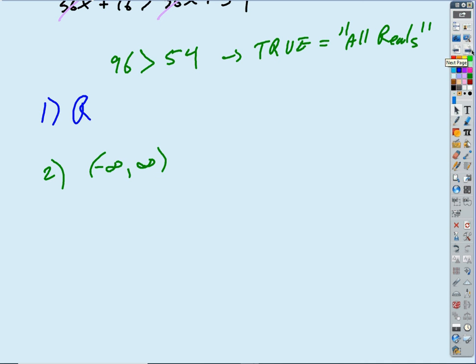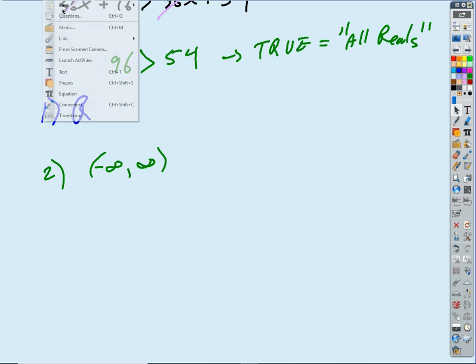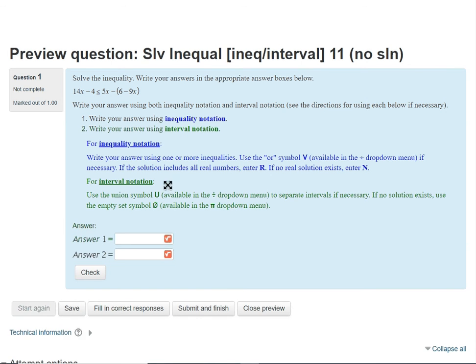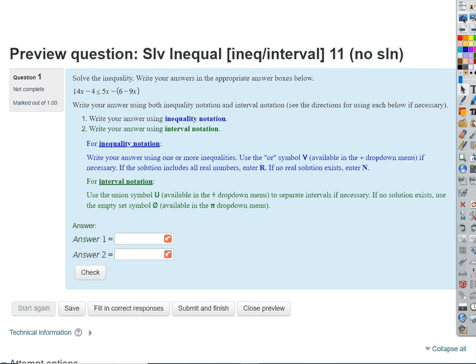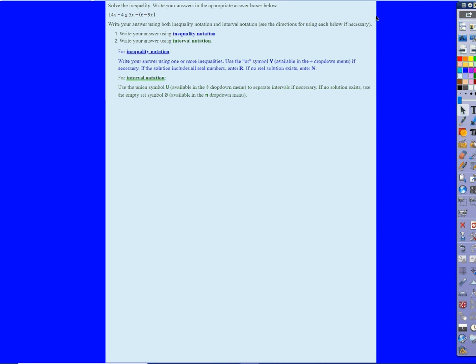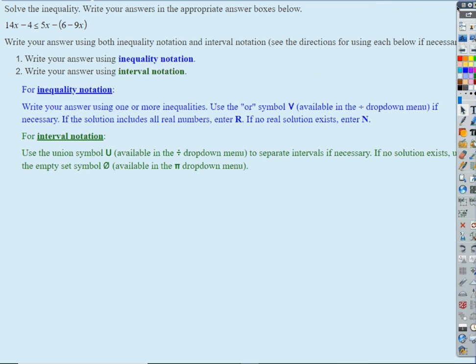Okay, let's try one more like that. Yeah, you have to put the parentheses. Yep. All right, one more of these. So what about this one?